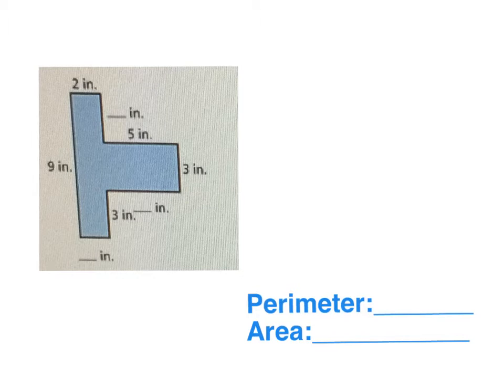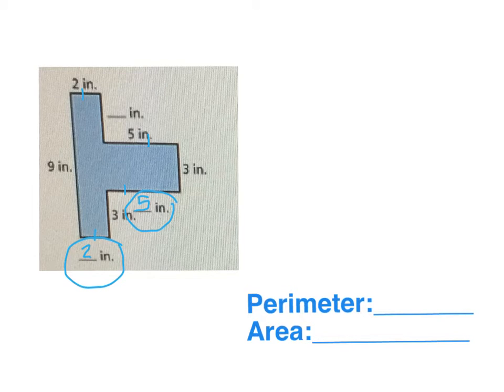Remember, we have missing sides, and that's the first thing we need to fill in whenever we're finding the area and the perimeter of a complex figure. My first missing side that I'm going to look at is this one here. Because I know that rectangles have parallel congruent sides, if this side is 2, this side also has to be 2. My next blank follows the same rule. If this side is 5, this side also has to be 5.